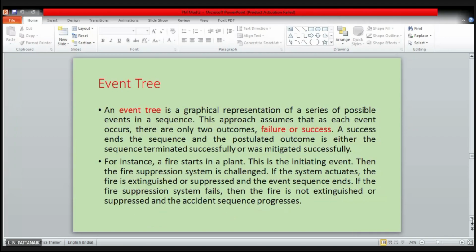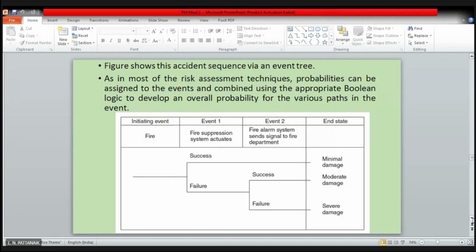So let us take one example. Yes. This is a very good example to understand the event tree concept.